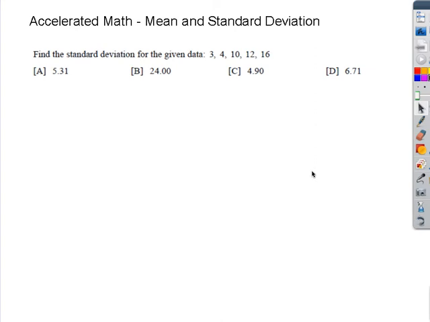Okay, welcome to Accelerated Math, mean and standard deviation. The two primary measures that we're going to use with statistics, mean and standard deviation. A lot of adults know about mean, it's just the average, but standard deviation, they kind of remember something about it, but oh boy, if you don't use it, it kind of falls away.